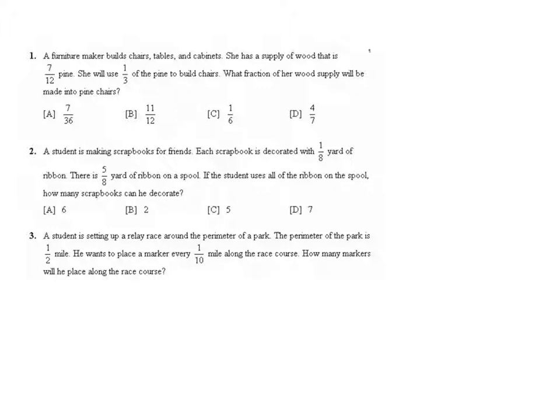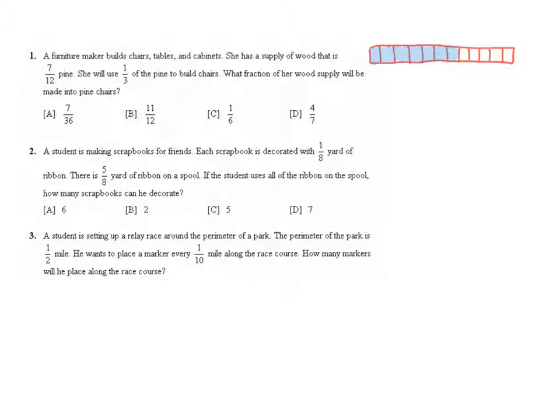To help make sense of this problem, I'm going to draw a quick little bar model here. I'm going to make this rectangle represent one whole. And I'm now going to divide this whole into 12 parts. So there's 4, and then each one of these I need to split into thirds. So there's my 12 equal parts. I know that 7/12 of these parts are pine, so I'm going to shade in 7/12. This will be the part that represents the amount of wood that is pine.